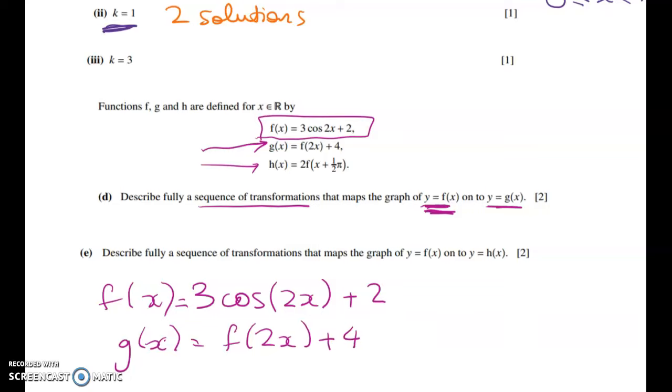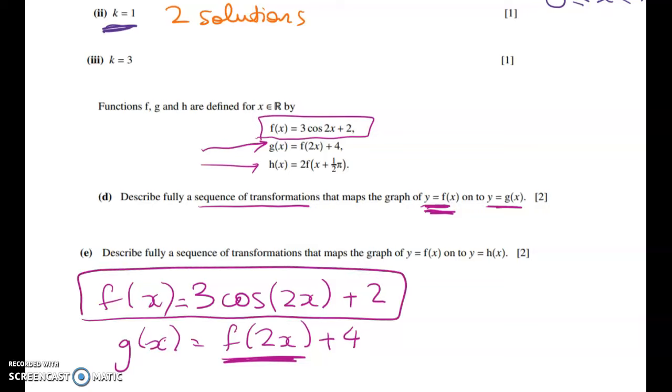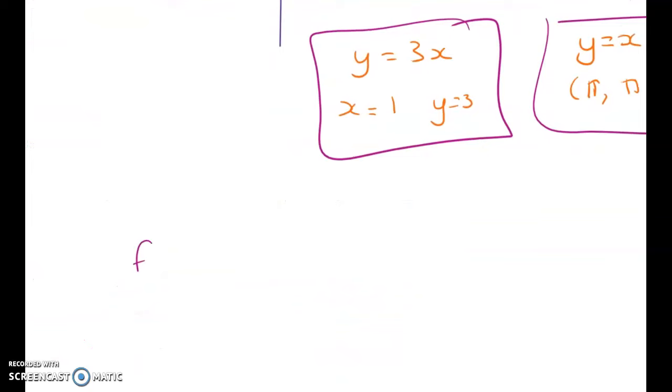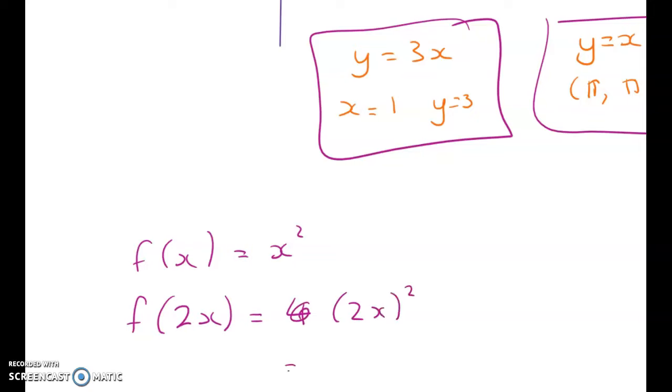So for this, you need to understand the general idea of transformations of graphs. And it's easiest in some ways to go back not to working with trig functions, but to working with parabolas or straight lines. This is saying, take my function here, and instead of putting x into it, put 2x into it. So if we started out with f of x is equal to x squared, and we put in 2x, then what we get out of it is going to be 2x all squared, which is 4x squared.